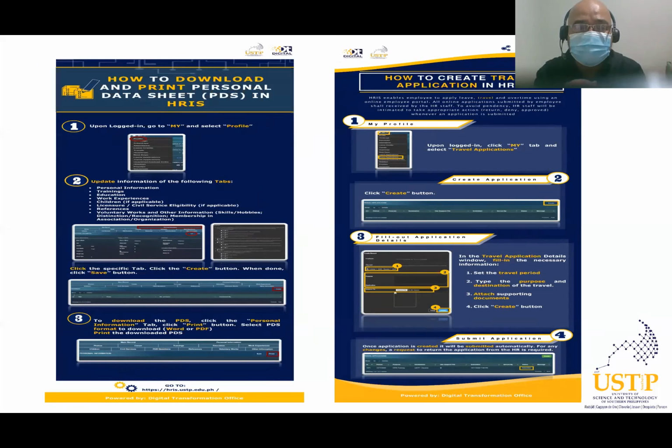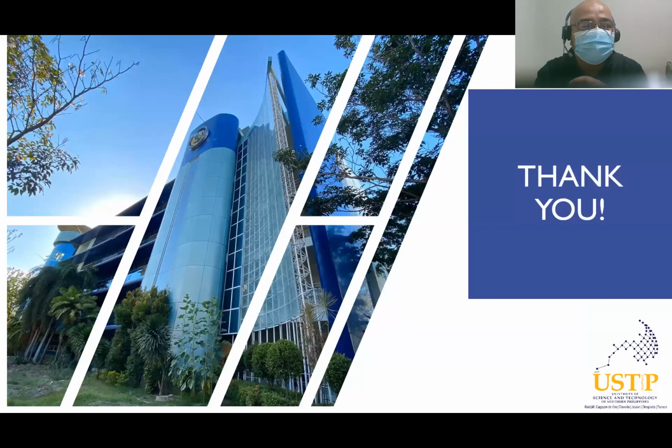How to create a travel application in HRIS? There is also a step-by-step infographic. Okay, so I think that will be sent.